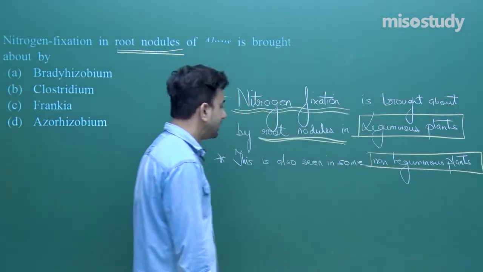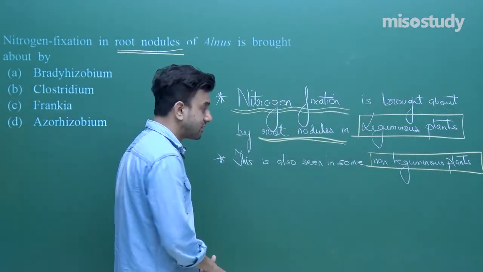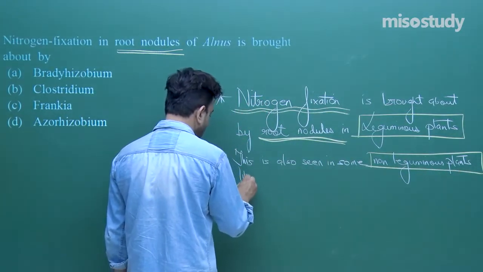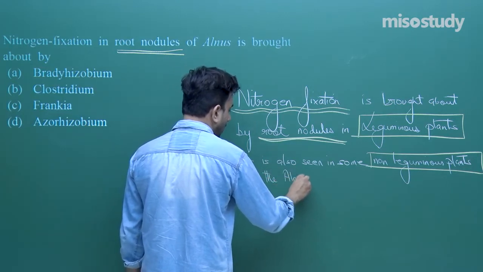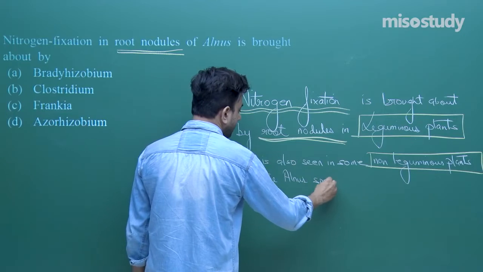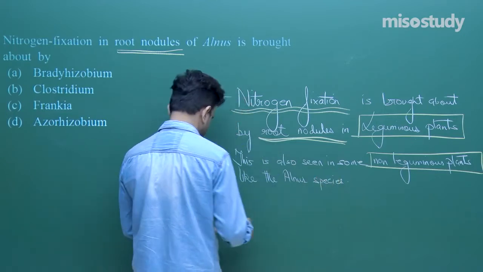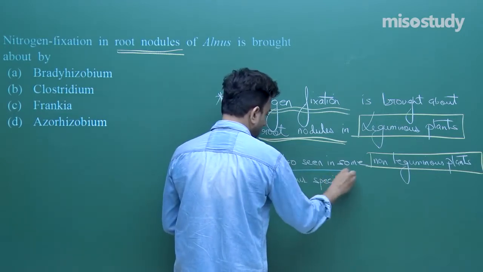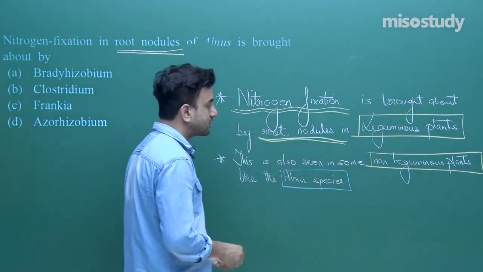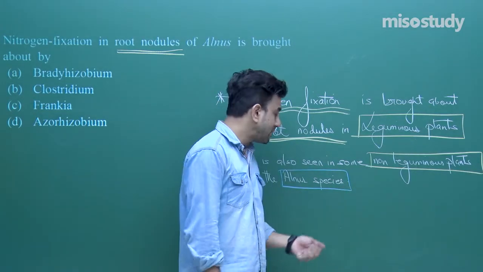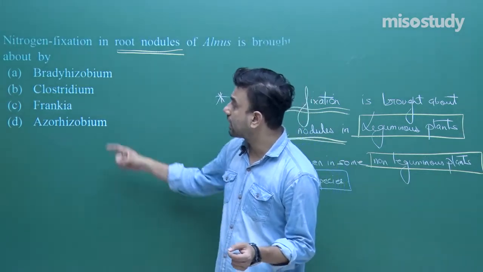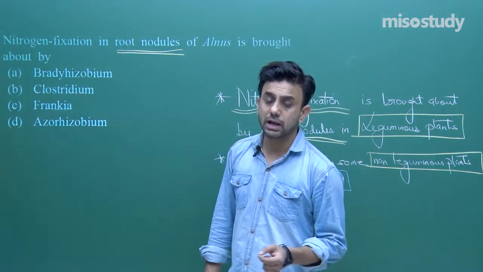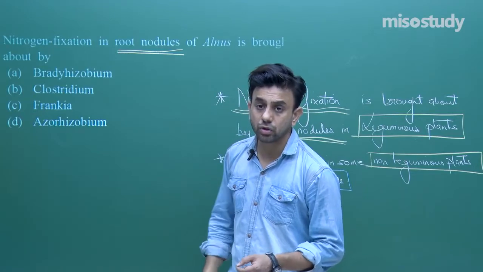So this is also seen in some non-leguminous plants like the Alnus species. Now what is happening here? A cyanobacteria called the Frankia is actually helping nitrogen fixation by forming the root nodule.